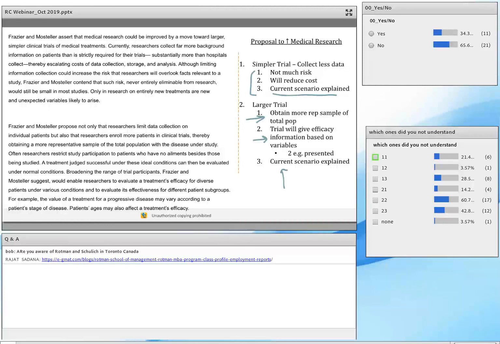So quite a few of you did not understand the risk part over here. This one over here. Cost part is good. Current scenario explained. This is another thing which you did not understand. So this part you didn't. This part you didn't. 2-1 is good. 2-2 no. And then 2-3 also no. Okay. Now do you understand all of this?